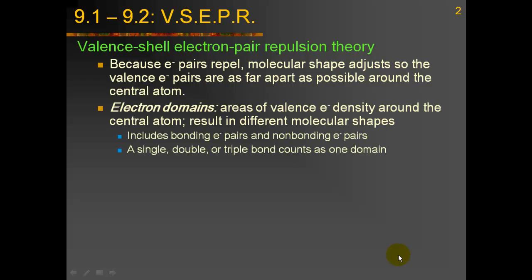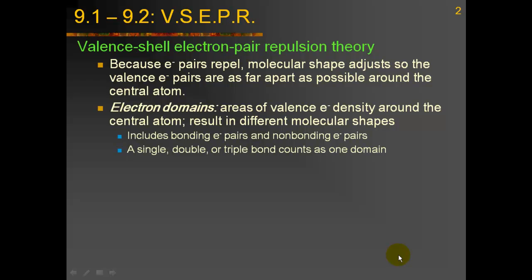Electron domains. These are the electron pairs that you looked at in your lab. Electron domains are areas of valence electron density around the central atom. So we're going to look at our central atom only. It will result in different molecular shapes. We include bonding electron pairs, so that's shared between two elements. We also include non-bonding electron pairs. So these are the lone pairs of electrons that will be on the central atom.